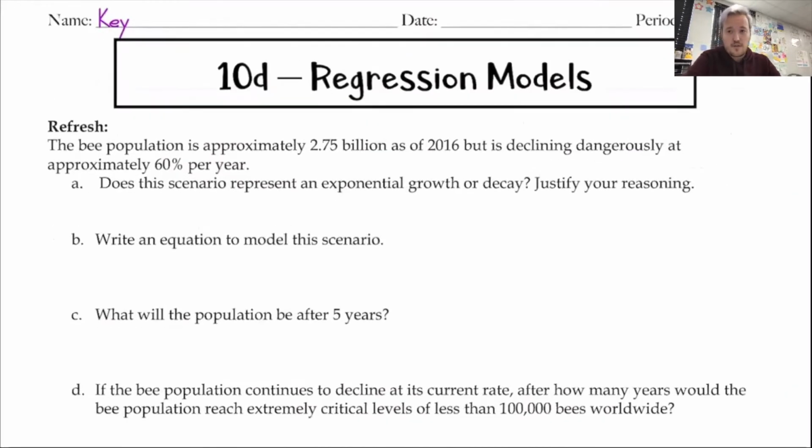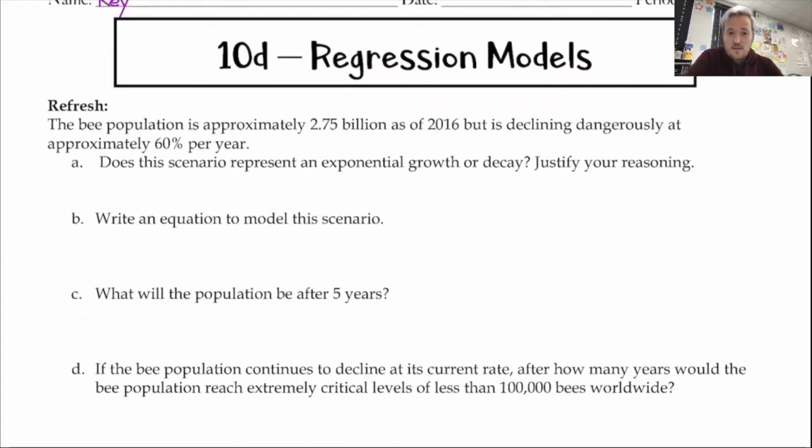I tried to do some research before I made this problem, but based on some loose research, this is what I found. The bee population is approximately 2.75 billion as of 2016, but is declining dangerously at approximately 60% per year. This is just standardized to fit the exponential growth and decay model. However, the actual population of bees has been fluctuating.